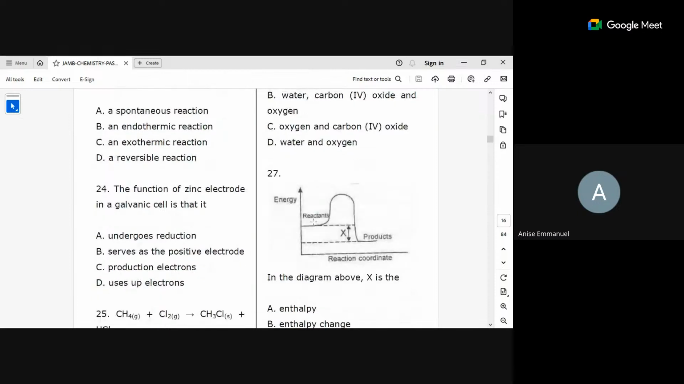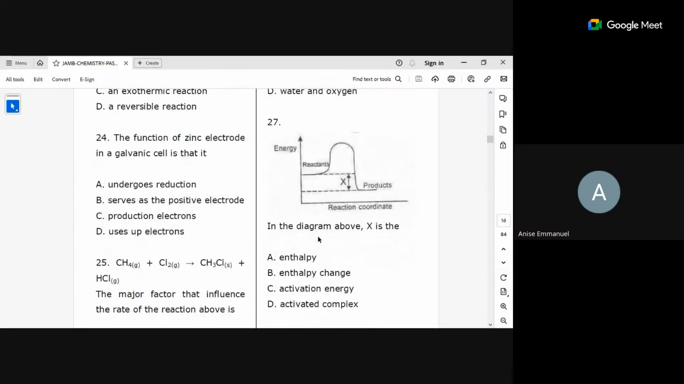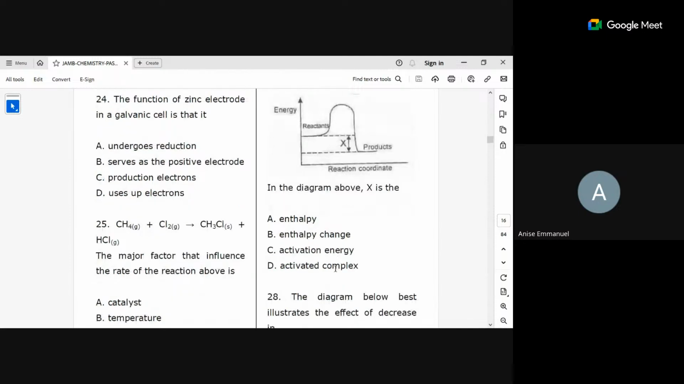This kind of reaction is an exothermic reaction: reactant here, product here. If the reactant is here and the product is here, then you can say it's an endothermic reaction. So let's look at what the question is saying. In the diagram above, X is the dash. It cannot be activation complex because activation complex will be here. It cannot be activation energy because activation energy will start from here to here. It's going to be between enthalpy and enthalpy change. So the answer here is what? From here to here is enthalpy change. The answer is enthalpy change.